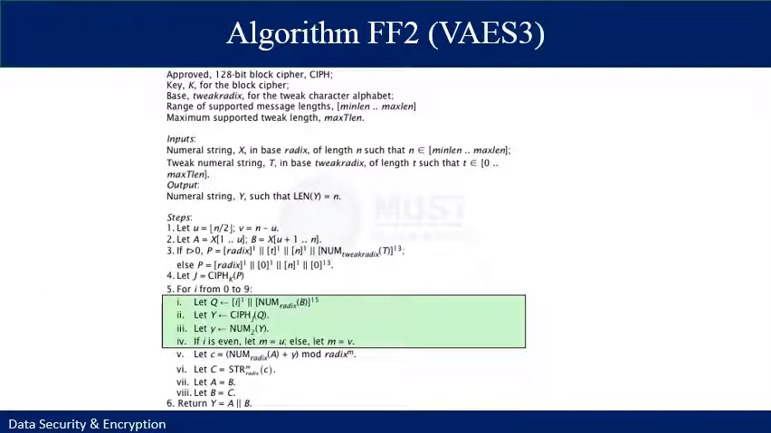Similarly, the algorithm FF2 was submitted to NIST as a proposed FPE mode with the name VAES3. The encryption algorithm is defined in the figure represented here. The shaded line corresponds to the function f of k. The algorithm has similar parameters, except the radix range is smaller here, from 2 to 2 raised to the power 8, and we have the same length of tweak, which is less than 2 raised to the power 8.